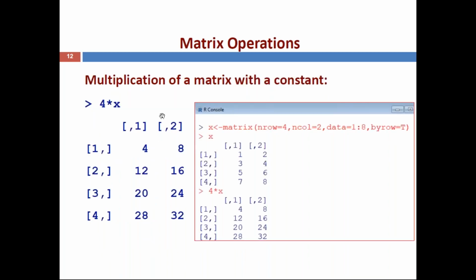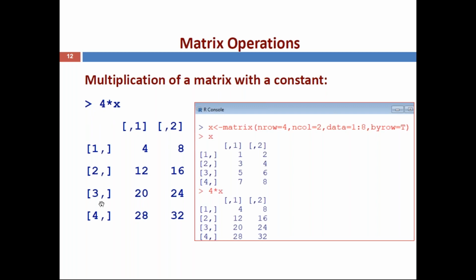So then, coming to another operation, here we will see how to multiply a matrix with a constant. So this is not multiplication of matrices. We are talking about only a single matrix. With that matrix, if you want to multiply with a constant, for example, here you can see 4 into x. X was already created earlier, our latest matrix. So you are multiplying that matrix with the constant 4.